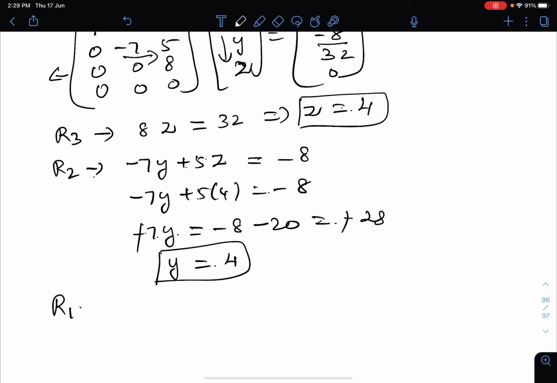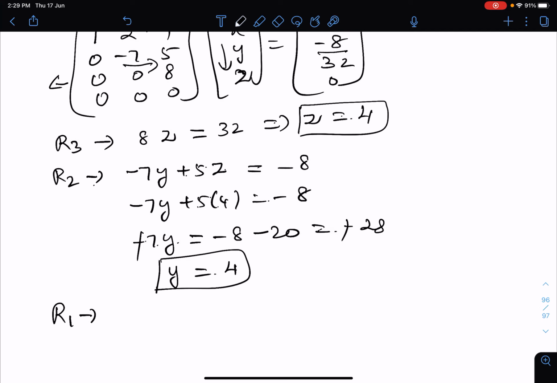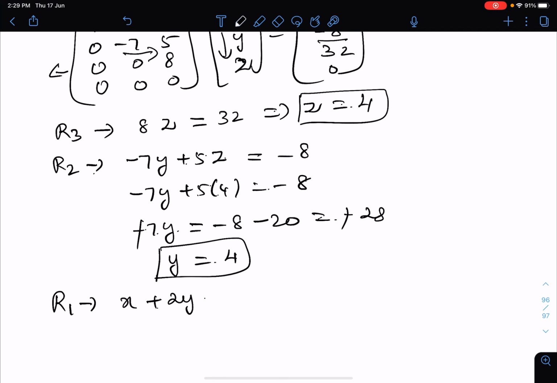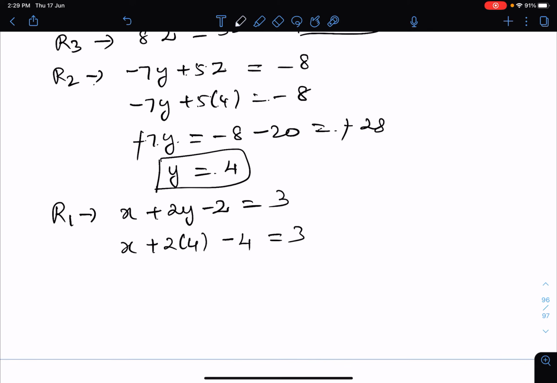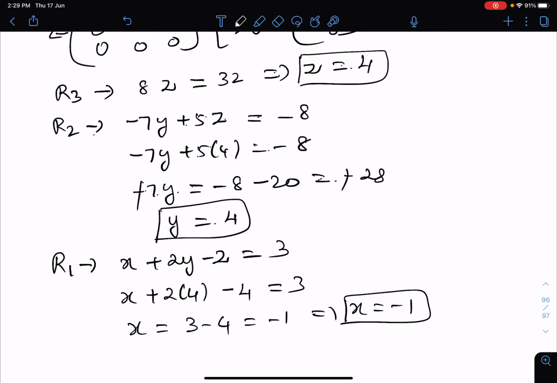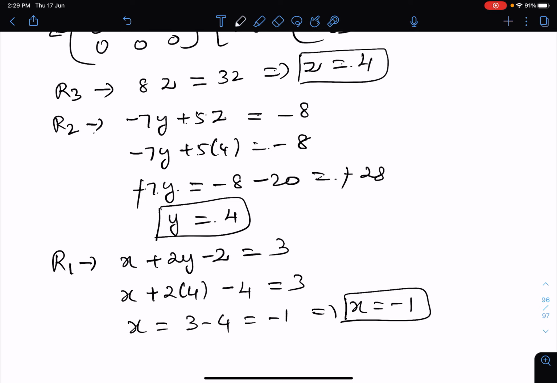Now coming to our row 1, you have got all the 3 values, 1, 2, minus 1. So x plus 2y minus z, this side constant is going to be 3. And substitute your values for y and z: 2 into 4 minus 4 equal to 3. 8 minus 4 gives you 4. So x is equal to 3 minus 4, that is equal to minus 1, which implies x is equal to minus 1. So we have got our solutions: y equal to 4, z equal to 4 and x equal to minus 1.